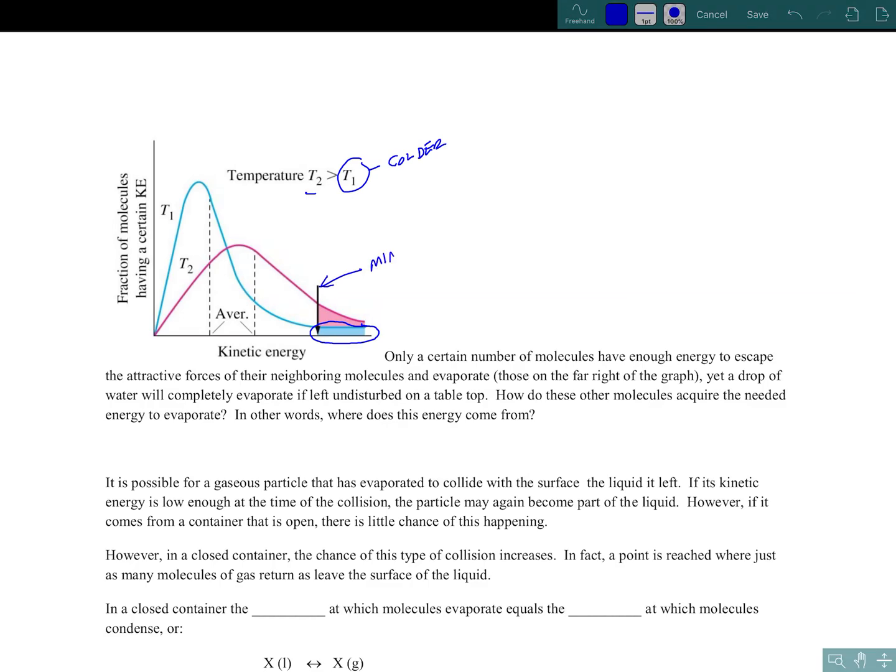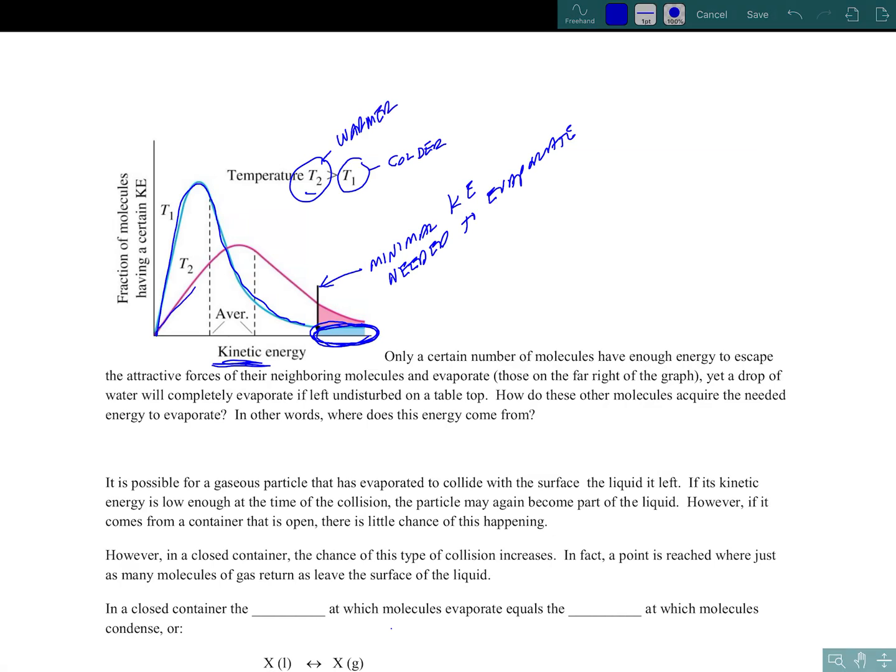So this would be the minimal kinetic energy needed to evaporate. You can see at a cold temperature, not very many have the needed kinetic energy. Most of them are way over here with a lower kinetic energy. Take a look at T2. This is the warmer temperature.